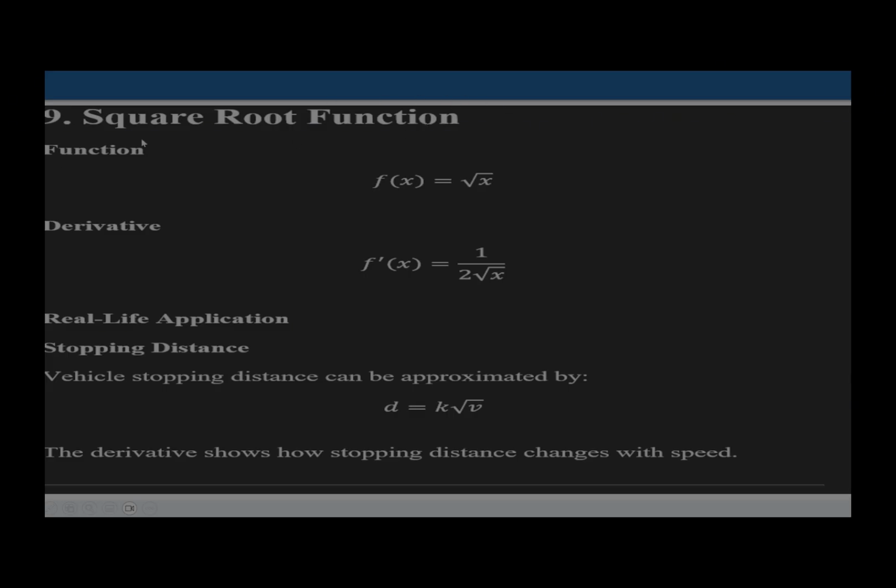Okay, square root function. Look at the function f(x) equals square root of x. The derivative will be 1 over 2 square root of x. Real life application: stopping distance. Vehicle stopping distance can be approximated by the function k square root of velocity. The derivative shows how stopping distance changes with speed. If you're running fast, it'll take you a long distance to stop.